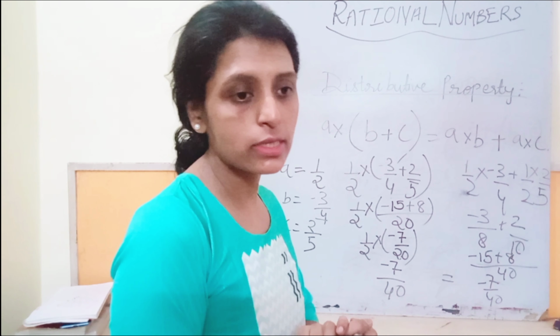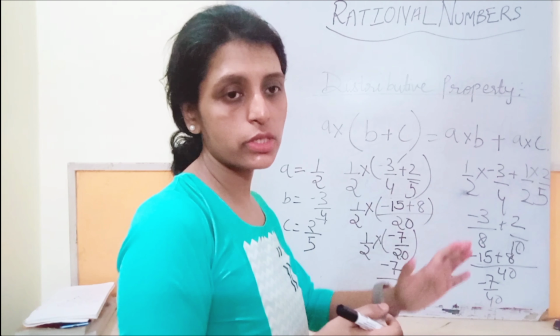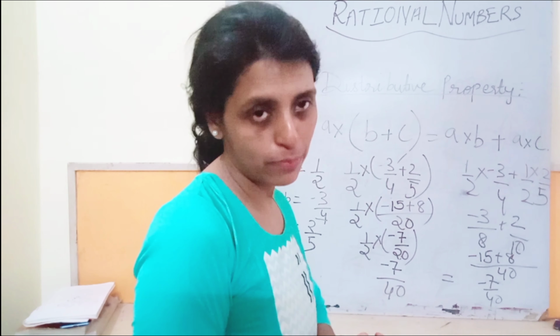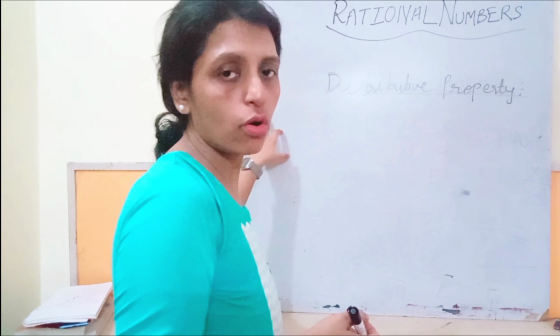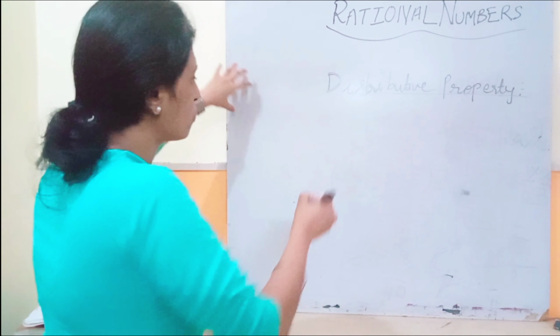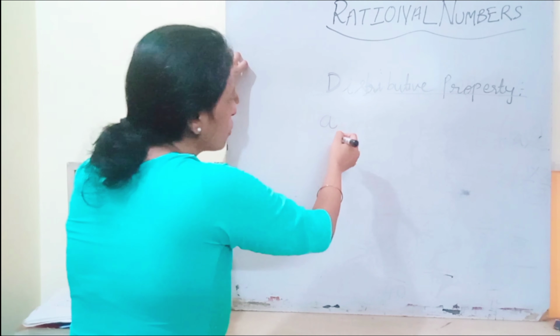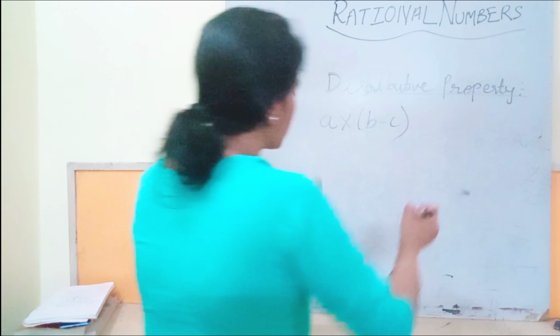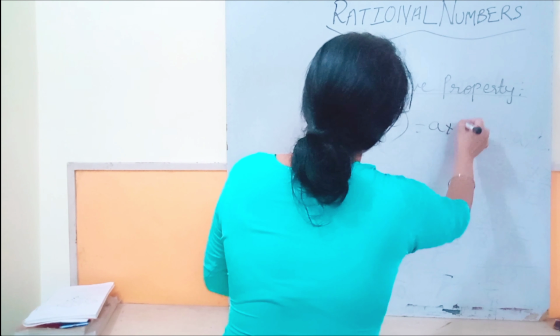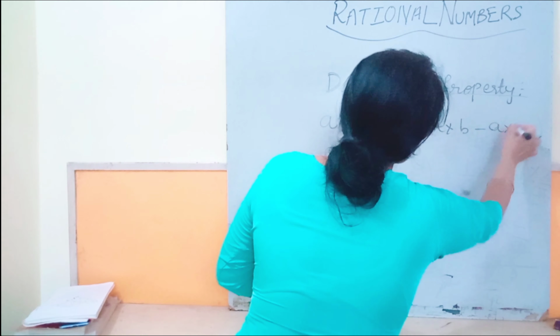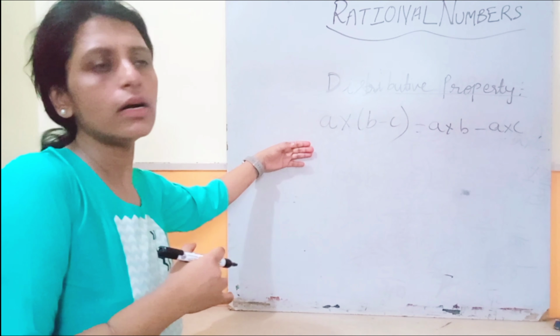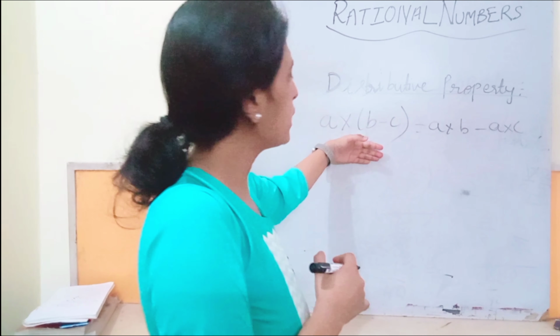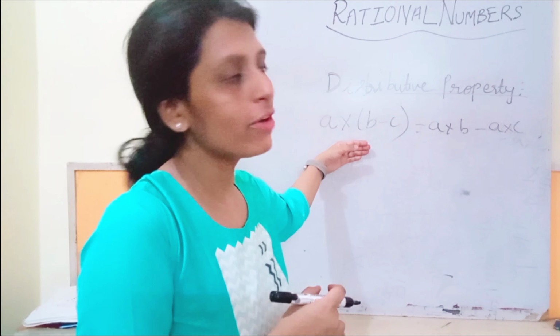Now I am going to explain the distributive property over the operation of subtraction. Okay. Now, distributive property over the operation of subtraction. So what is this? A into (B minus C) is equal to A into B minus A into C. So this is called the distributive property over the operation of subtraction.